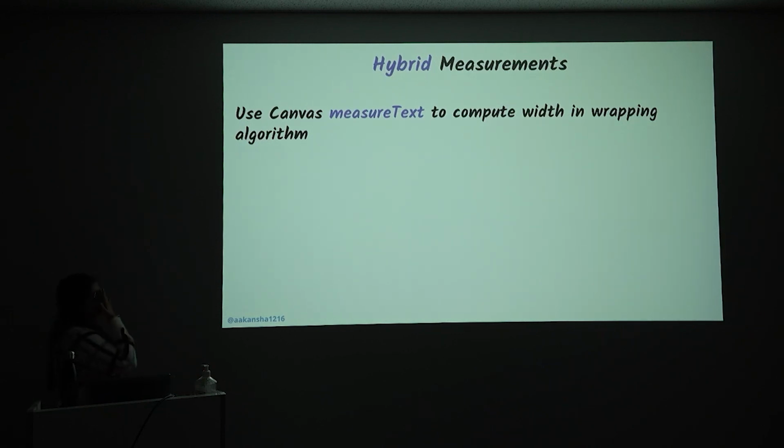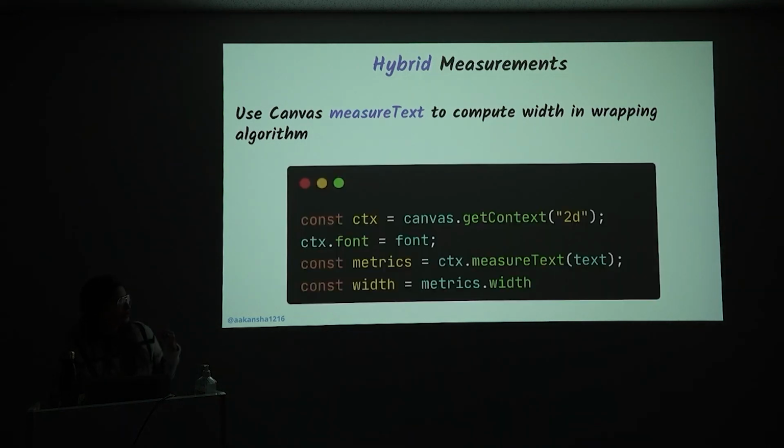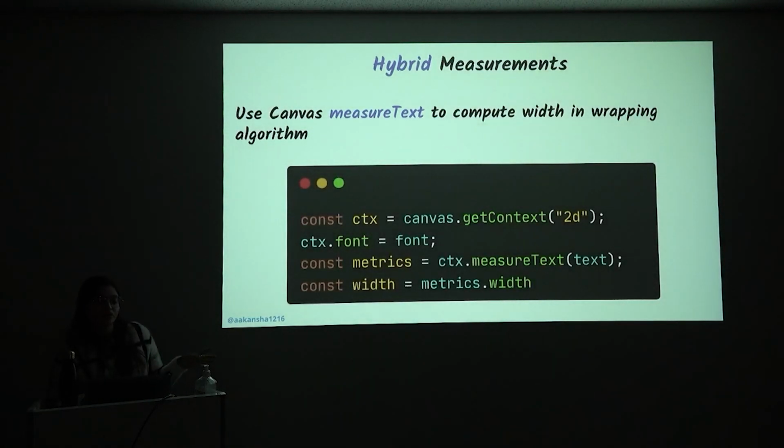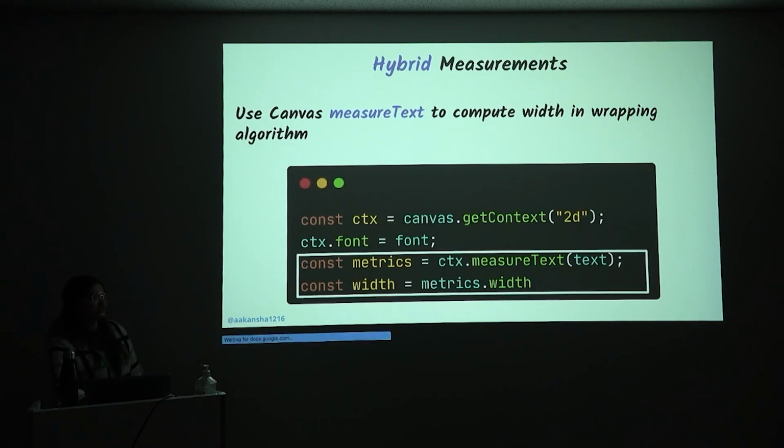So Canvas has this API called measure text, which basically gives you the text metrics, and you can compute the width with the help of this measure text API. This is how you can do it. You just set the context and font, and then you get a lot of metrics, but we are just interested in the width. This is how you can compute the width of a given text. And we are going to use this measure text API just in the wrapping algorithm. The DOM will still stay with the DOM measurements, and that is why the name is hybrid.